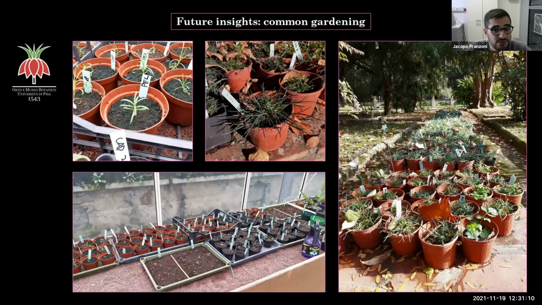For future insights, we want to implement data analysis with some modeling. And also, thanks to the Botanical Garden of Pisa, we are common gardening the plants from the sampled populations that we grew from seeds, in order to understand the nature of the observed morphometric differences.